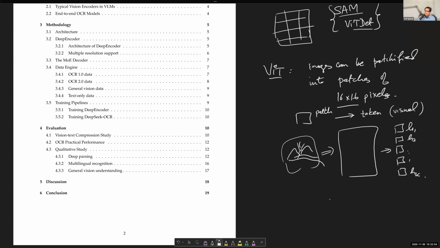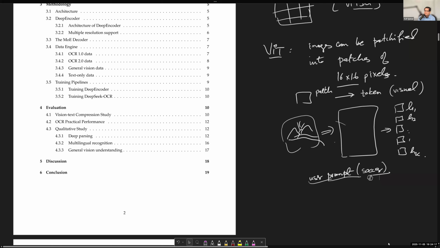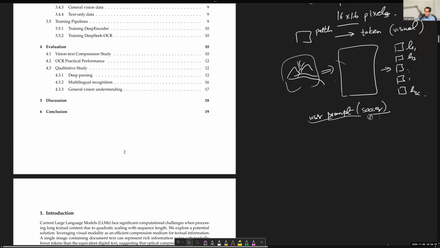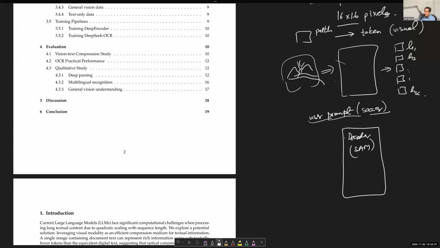You have encoded a lot of information here. Maybe from the side, you also give some user prompt. What do you want to look at? Like point at a football, or let's say soccer. Let's say use the word soccer. And what you do is you train. Now there are two channels of information going into SAM's decoder. SAM is basically an encoder-decoder.